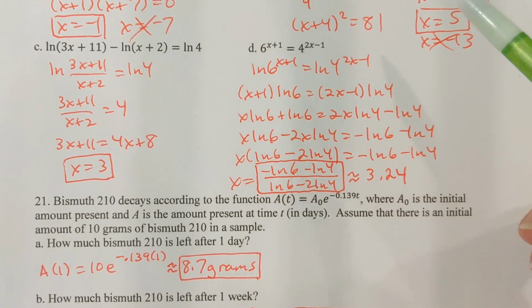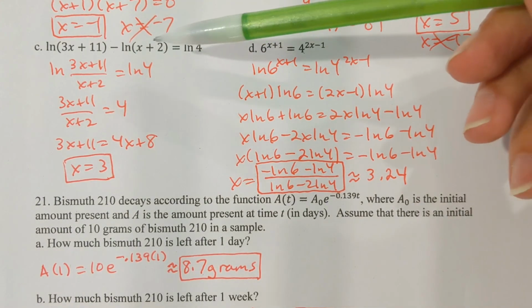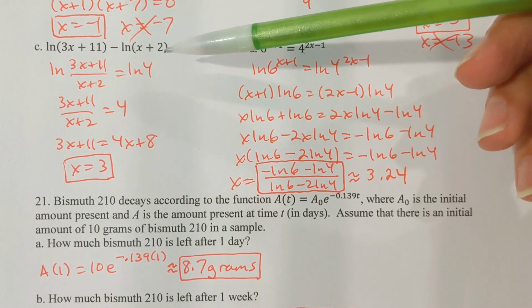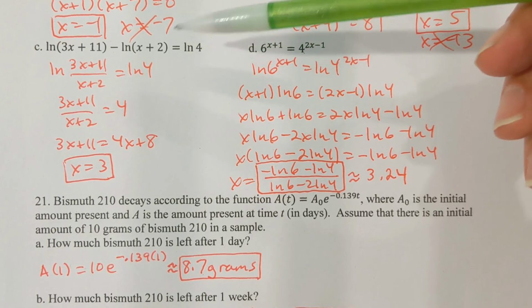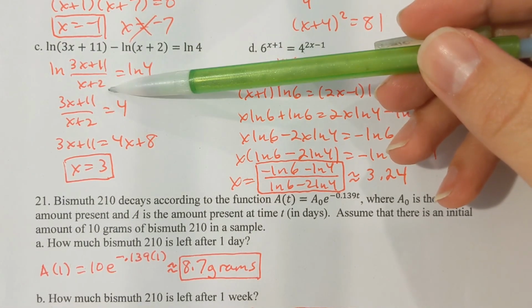Part C, solve for x. Okay, so I'm subtracting 2 logarithms. The natural logarithm, that's fine. Of course, the laws all apply to any base. If we get a single logarithm by dividing the inner terms there, then here's what I have on the left.